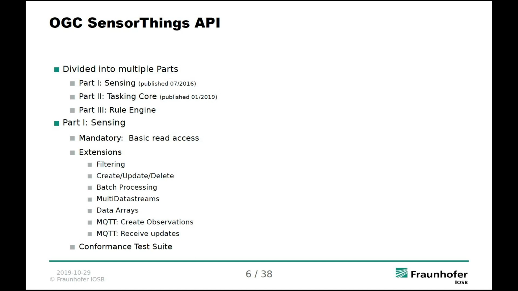So they are called extensions, and there are a lot of them, like filtering, create, update, delete, batch processing, and so on. As you can see, there are also two extensions for the MQTT protocol. One where you can create observations, and another one where you can subscribe on changes on new entities.